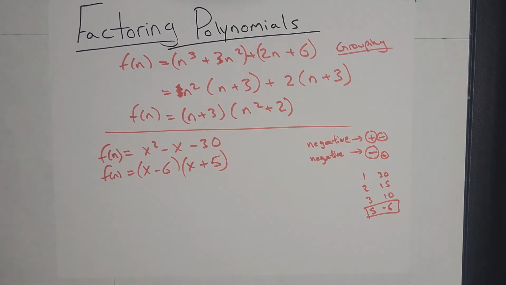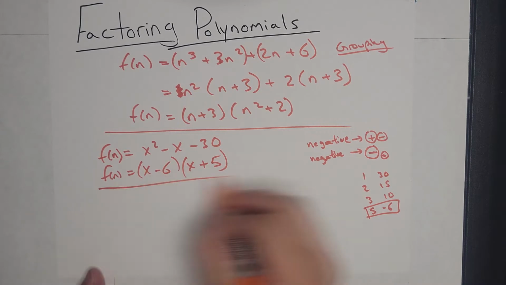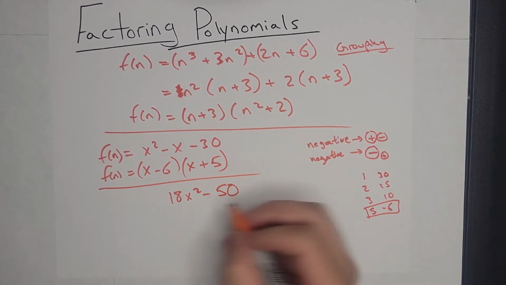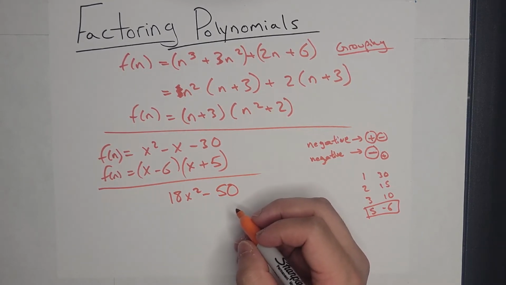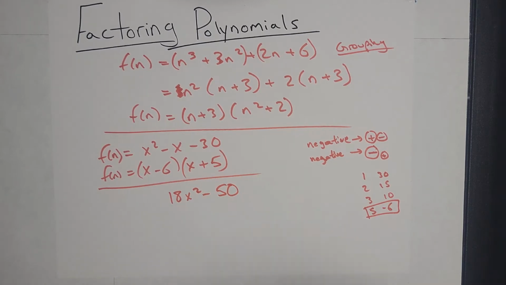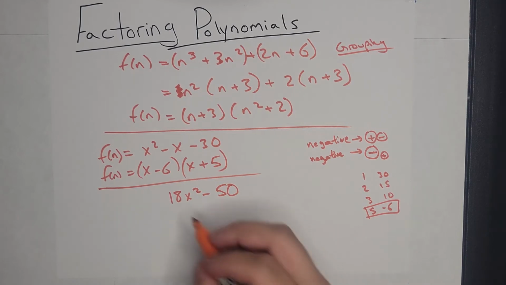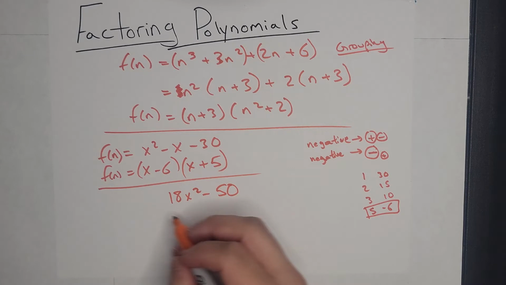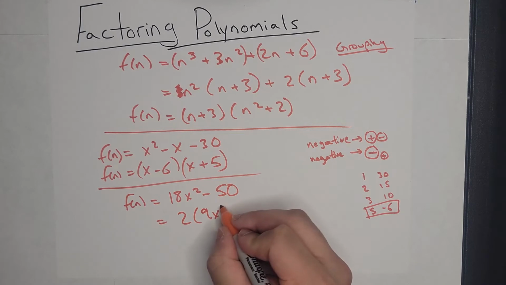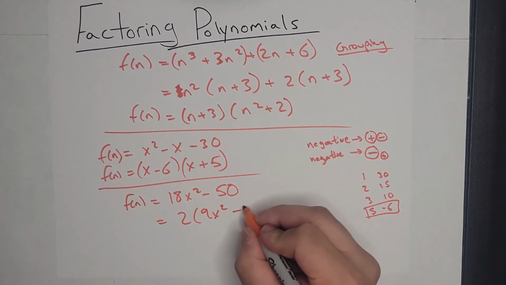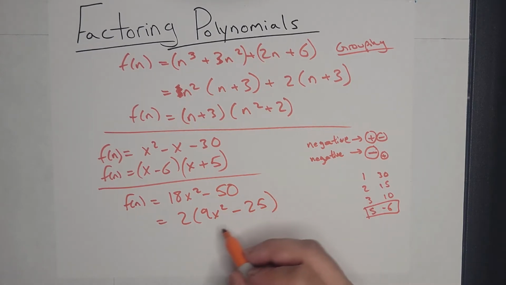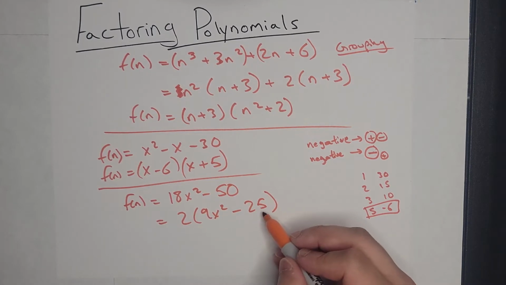So, let's do another one. Let's do 18x squared minus 50. And let's see where we can take things out. So one of the first things I see, a common factor between these two, is a 2. I'm left with 9x squared minus 25. And now I can see that 3 squared gives me 9 and 5 squared gives me 25.